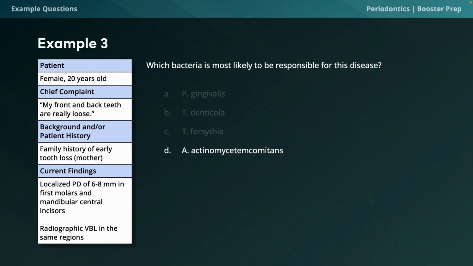The correct answer is D. The patient's clinical signs, namely deep pockets and vertical bone loss in first molars and incisors at age 20, are all key characteristics of molar incisor pattern periodontitis. Option D, Aggregatibacter actinomycetemcomitans, AA, is the key pathogen in molar incisor pattern, and that's what you need to know.